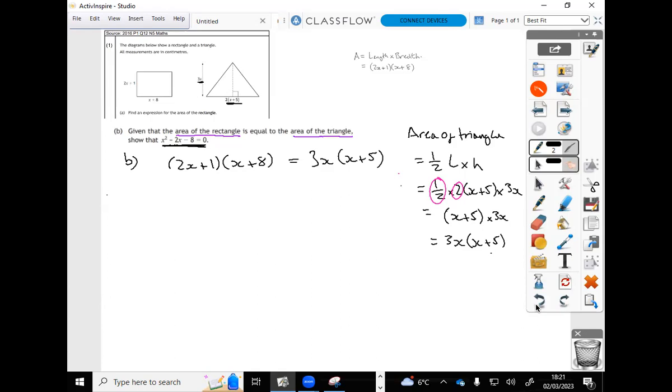So now we're breaking the brackets. We're going back to previous skills, but nothing to be scared of. First terms multiply together, 2x squared. Outside terms plus 16x, inside terms plus x, and last terms plus 8 equals 3x squared plus 15x. When we look at that, just make sure you're comfortable with where the numbers are coming from.